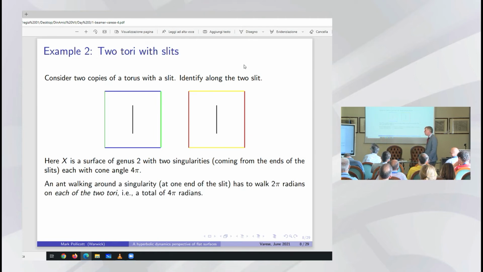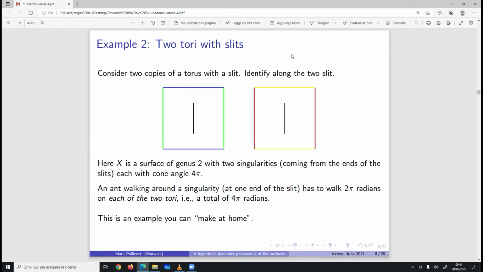And it means exactly the same thing if you had an ant walking around one of these singularities. There are 2 singularities at either end of this slit. If you had an ant walking around here, then it would fall off into the other picture down here, and it would gain an extra 2 pi. So it would take 4 pi to go around this particular singularity. So life is strange at the singularities, but everywhere else it's very, very Euclidean. And this is an example which you can actually make, sort of, if you're so minded.